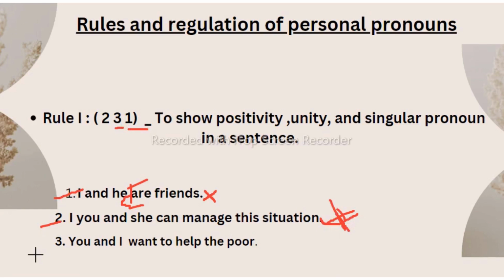Now let us see the third one. You and I want to help the poor. Here we are talking about the unity as well as positivity. That's why this is the correct one. Second person first, then first person, because there is no third person here. That's why we are using this order, second and first person. So this one is the correct one. Now let us see the second order.